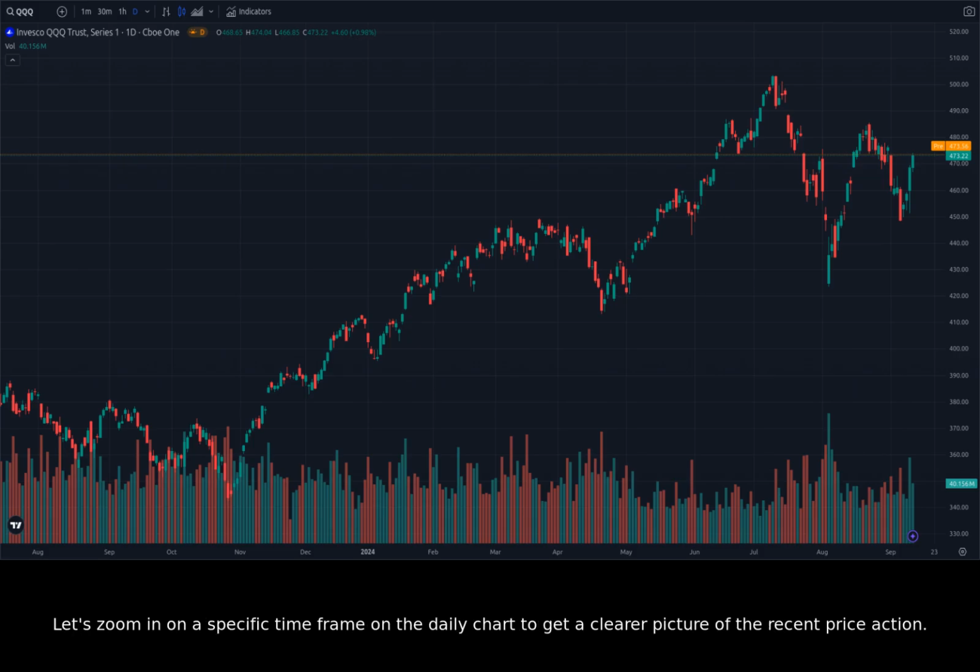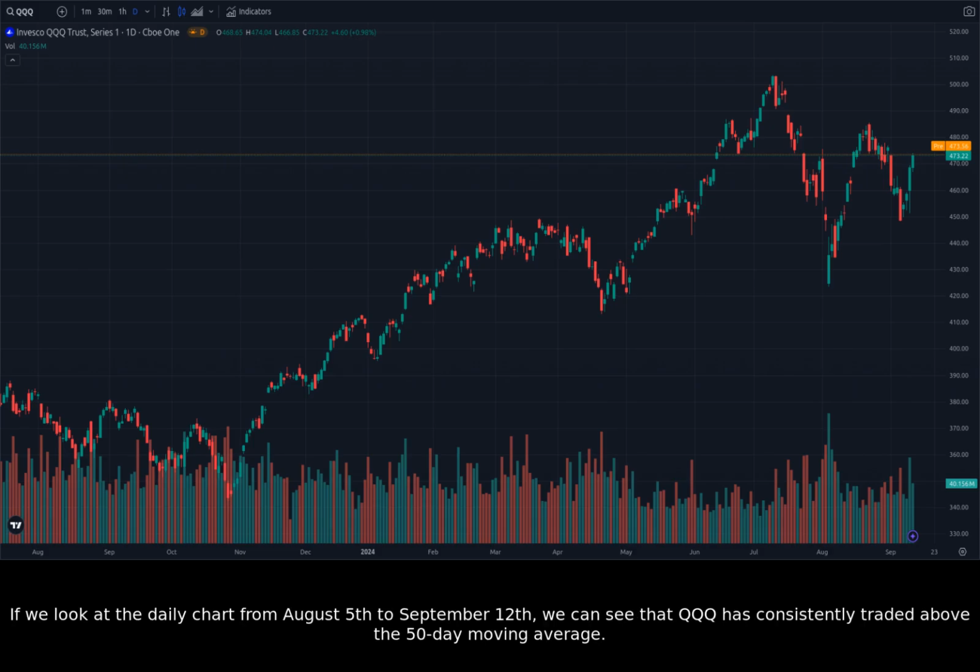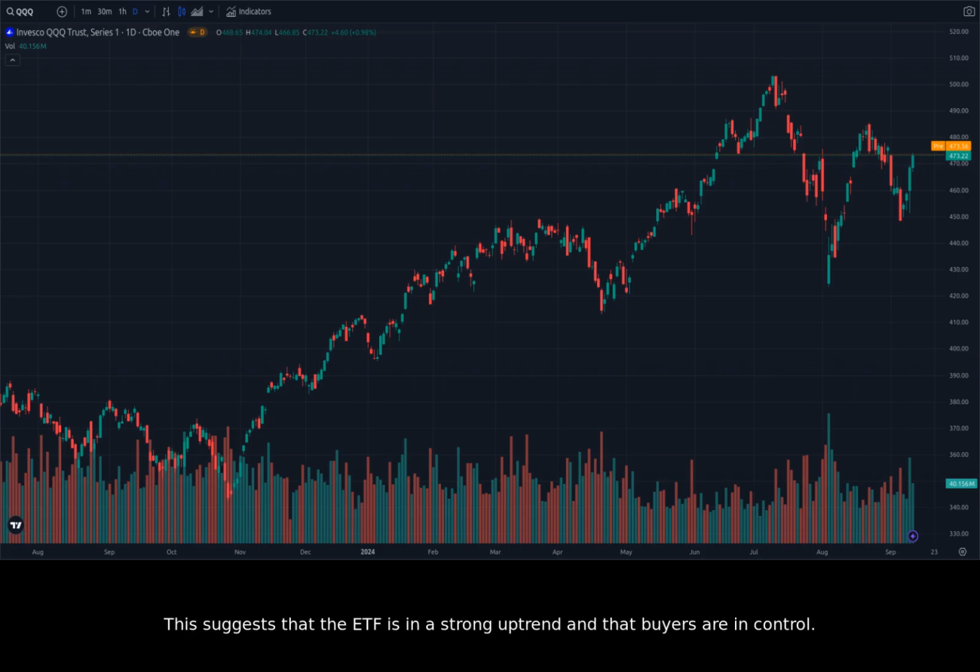Let's zoom in on a specific time frame on the daily chart to get a clearer picture of the recent price action. If we look at the daily chart from August 5th to September 12th, we can see that QQQ has consistently traded above the 50-day moving average. This suggests that the ETF is in a strong uptrend and that buyers are in control. The volume has also been increasing, particularly during recent rallies, indicating strong buying pressure. These are all positive signals for QQQ in the short term.